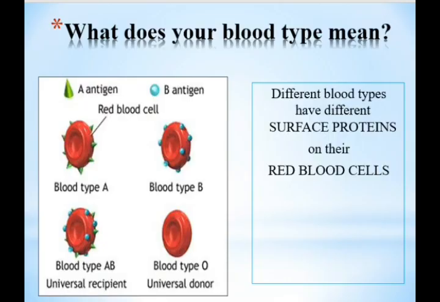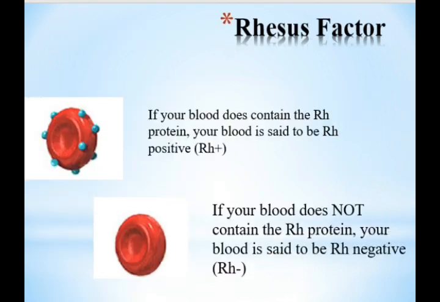Okay, so what does your blood type mean? A and B antigens are actually proteins on your red blood cells. Different red blood cells have different surface proteins. So A would have only A, B would have B, AB would have both, and O doesn't have anything. Other than that, the plus and minus comes from the rhesus factor. If your blood contains the Rh protein, you are rhesus positive, Rh plus. If your blood doesn't have the Rh protein, you are called Rh negative.